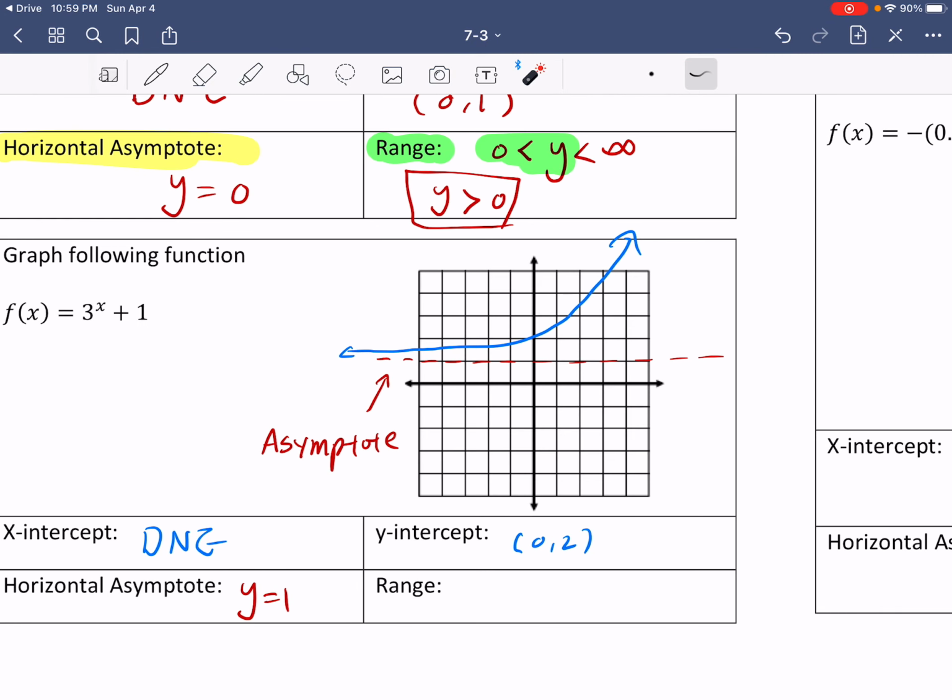Now let's talk about the range. Range is the lowest point to the highest point. The lowest point this graph can get is this +1, right? Because it will get really close to this 1, but it will never touch it. So we start from 1, but we cannot include it. And it will keep going to positive infinity. So this is going to be our range, which we have to flip. So y is greater than 1. All right?